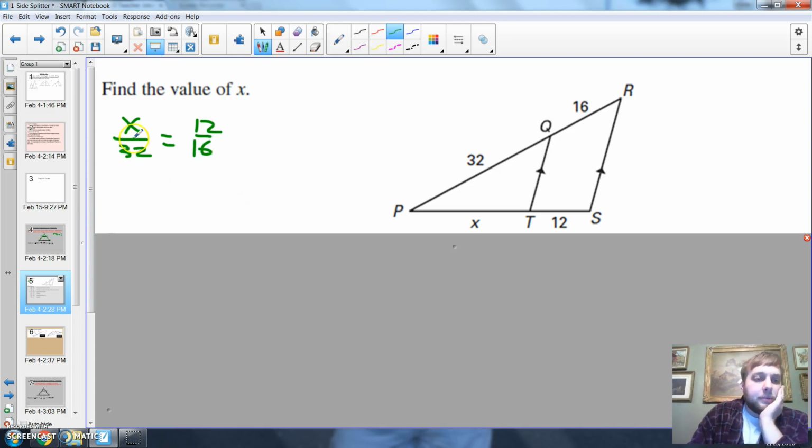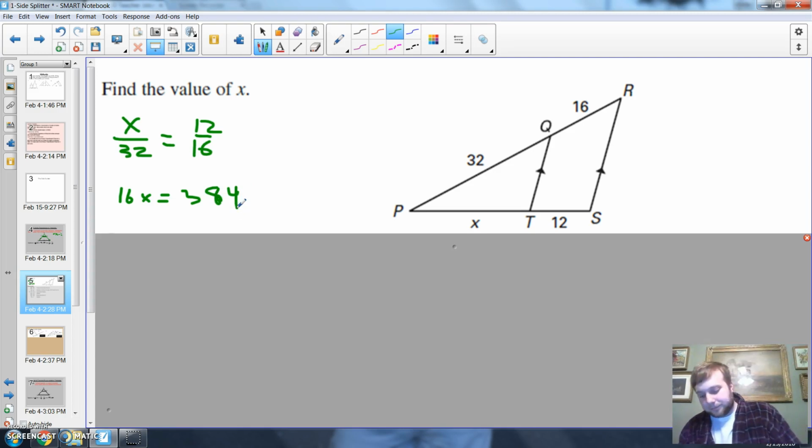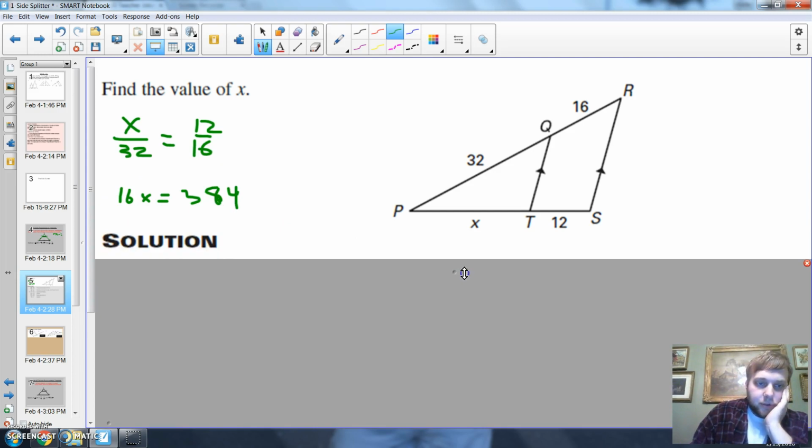If I cross multiply, I'm going to get 16x equals, and here's where my math kicks in. What happened? 12 times 32 equals 384. Okay, divide it by 16, and I got 24. We cool with that? X equals 24. Now, nothing new here. That's a side splitter, guys.